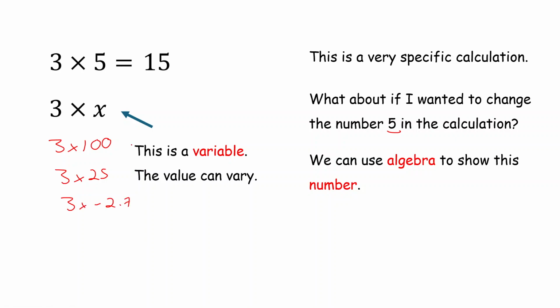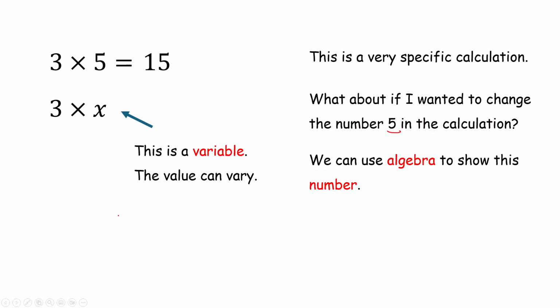The key thing is, until you assign this variable a specific value, the value can change, which means this expression can change value. And this is the beauty of algebra, because this above here, 3 times 5, is a really specific calculation. But the value of this expression can change depending on what the value of x is. In this case, x can be anything. Until we assign it a specific value, it can take on any value, like I've chosen here. This expression can change. The calculation will change.